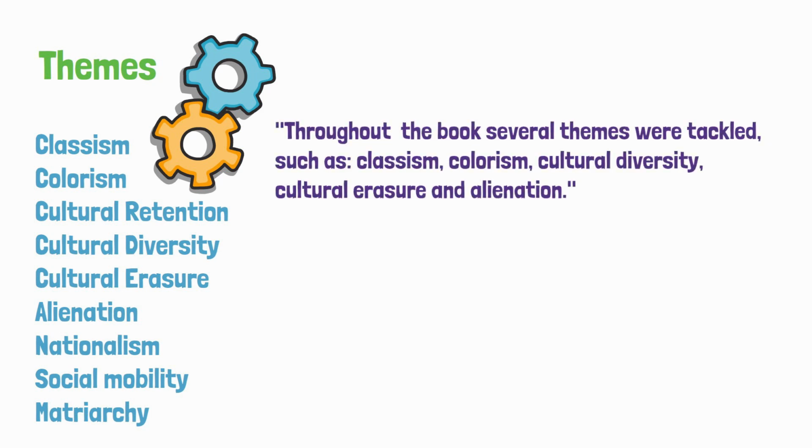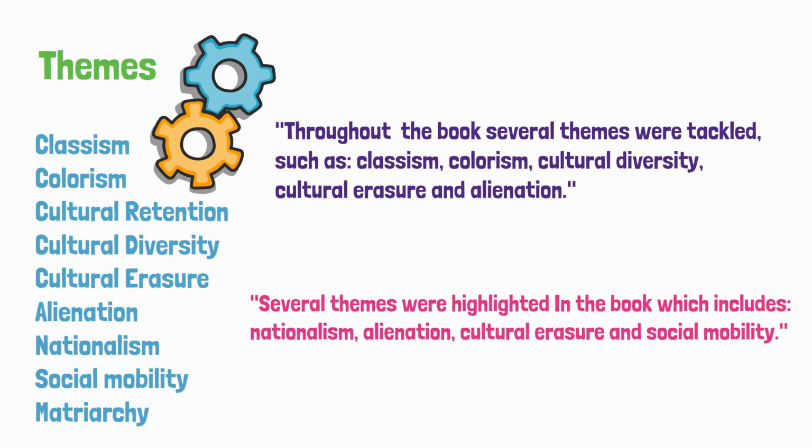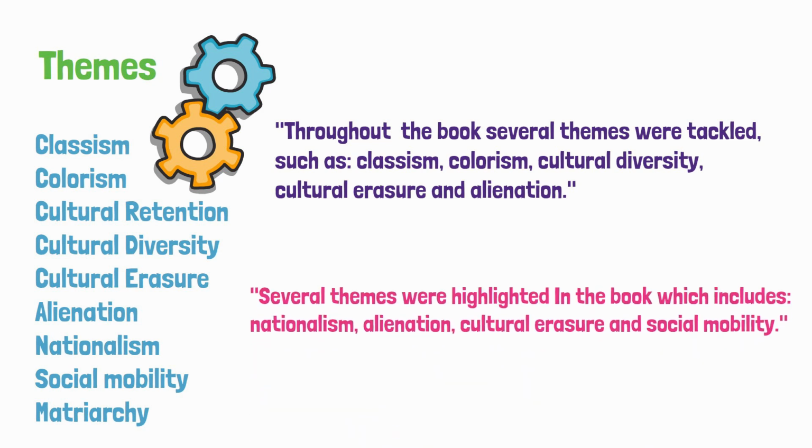First one: throughout the book report, several themes were tackled such as classism, colorism, cultural diversity, cultural erasure, and alienation. Alright, so the second one: several themes were highlighted in the book, which include nationalism, alienation, cultural erasure, and social mobility. My advice, do 3 to 5 themes. The only catch is the fewer themes you do, the more in depth into those themes you'll have to go, and you'll have to connect them not only to the book but to how they affect your society today.